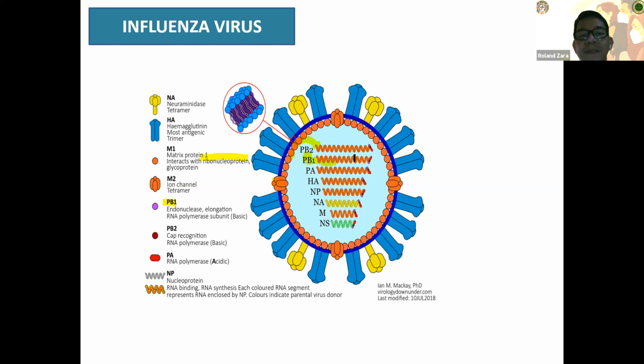You have the polymerase subunit PB2. This is the cap region, from the 5' to the 3'. And the red ones, see the red ones, this is the RNA polymerase. And the nucleoprotein.